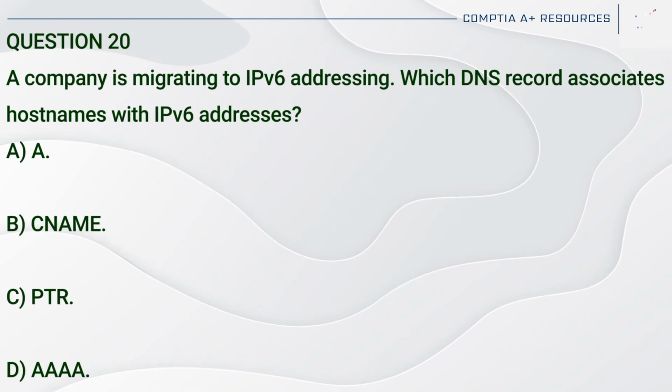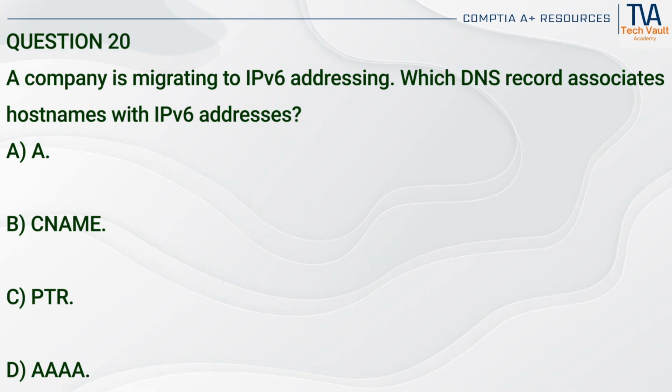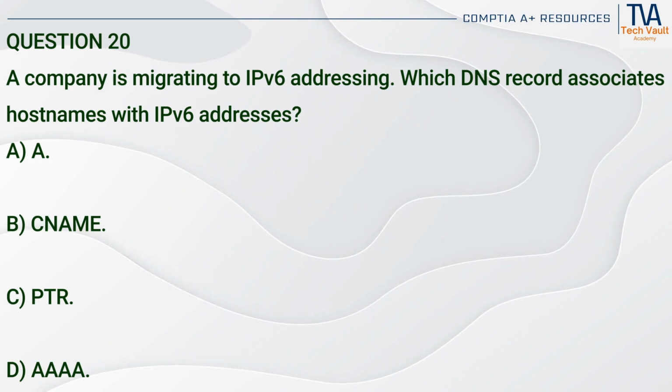Question 20. A company is migrating to IPv6 addressing. Which DNS record associates host names with IPv6 addresses? A. A, B. CNAME, C. PTR, D. AAAA.